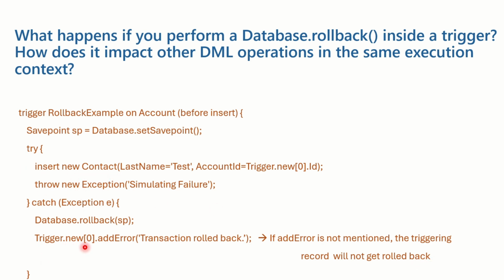But if you add Trigger.new addError, then the whole transaction is going to roll back, and it is going to roll back the triggering record also. So here the triggering record was some account record which triggered the trigger in the first place. That is also going to get rolled back if you add this addError line. Again, this question is very interesting, and it brings you clarity on execution contexts and everything. So do remember this concept.